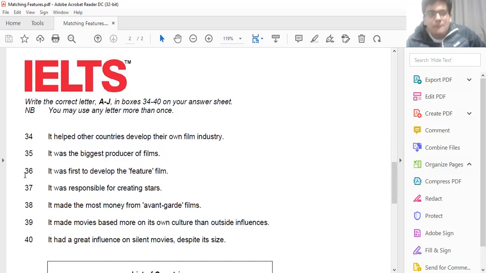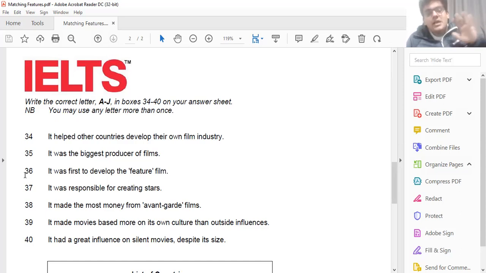All right, now, these are all features that are given to you from 34 to 40. So in 34, the feature is it helped other countries develop their own film industry. 35, it was the biggest producer of films. 36, it was first to develop the feature film. 37, it was responsible for creating stars. 38, it made the most money from avant-garde films. 39, it made movies based more on its own culture than outside influences. 40, it had a great influence on silent movies despite its size.